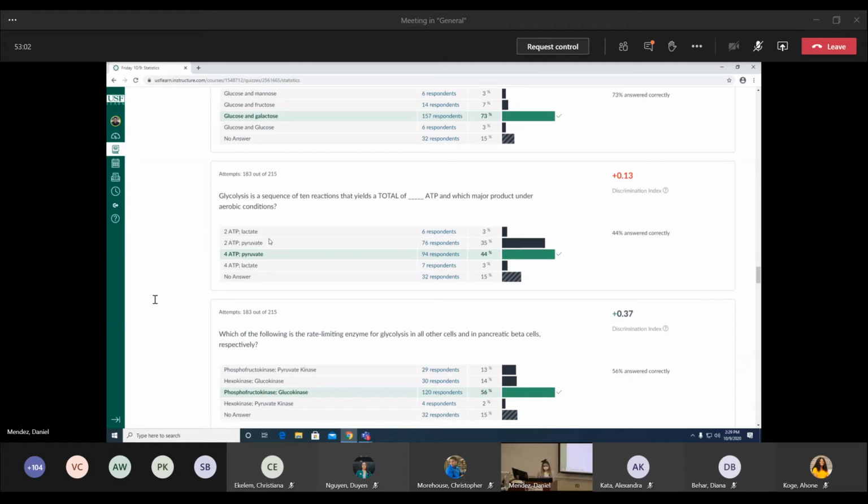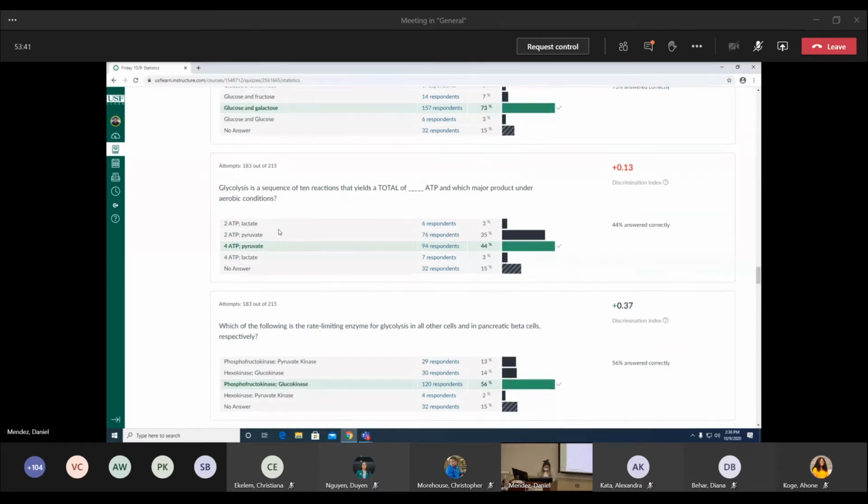Next question. Glycolysis is a sequence of 10 reactions that yields a total of blank ATP in which major product under aerobic conditions. So it's going to be a total of 4 ATP. So if I had said net ATP, then it would be 2 ATP. But it makes a total of 4, but because it uses 2 at the beginning, it only nets 2. And that's because you take the fructose and you cut it into 2 and it makes those 3 glucose 3-phosphate that goes down the rest of the pathway twice. So you get 4 total. And then pyruvate because I said aerobic conditions.